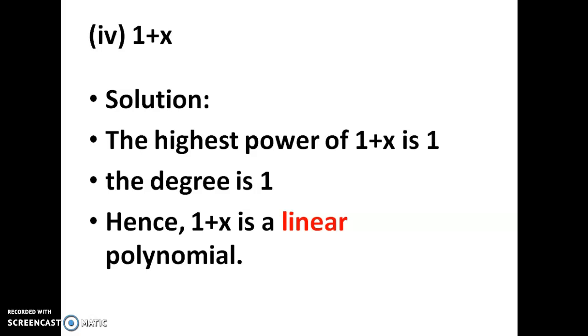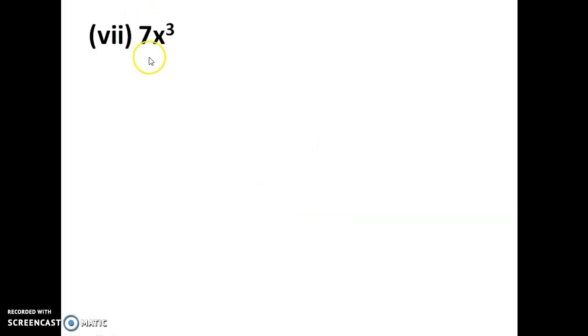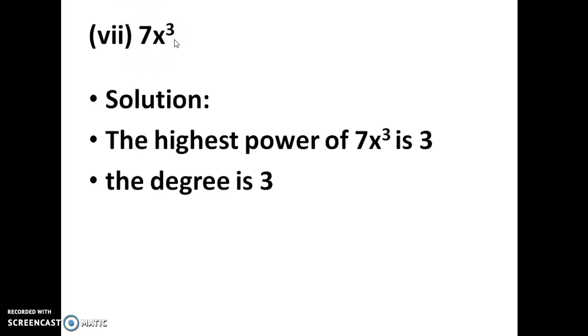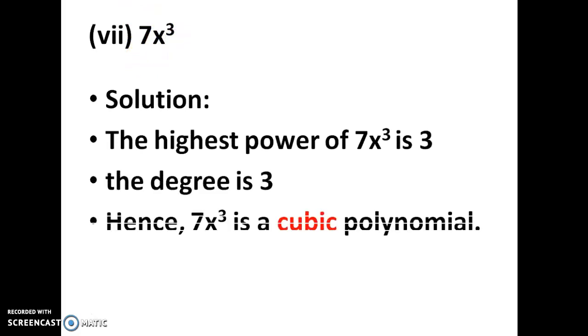Linear means 1. Then 7x cube. Cube means it is a cubic polynomial. So the highest power is 3, the degree is 3. So 7x cube is a cubic polynomial. So very easy. You just have to understand and find out.